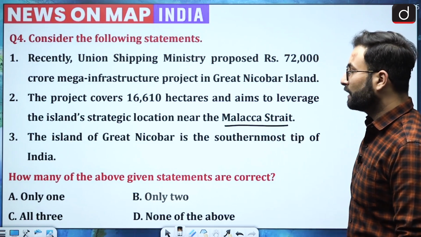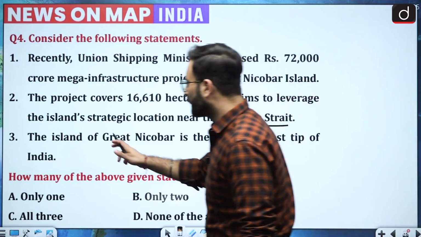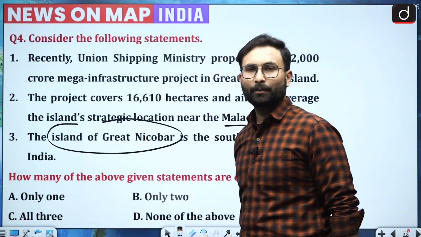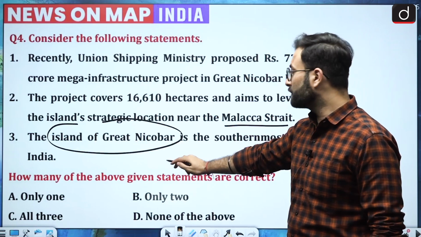The island of Great Nicobar is the southernmost tip of India. Now they are talking about the island of Great Nicobar. There is this point, Indira Point, which is there. So that is basically the southern tip that is there in Great Nicobar. This is correct.